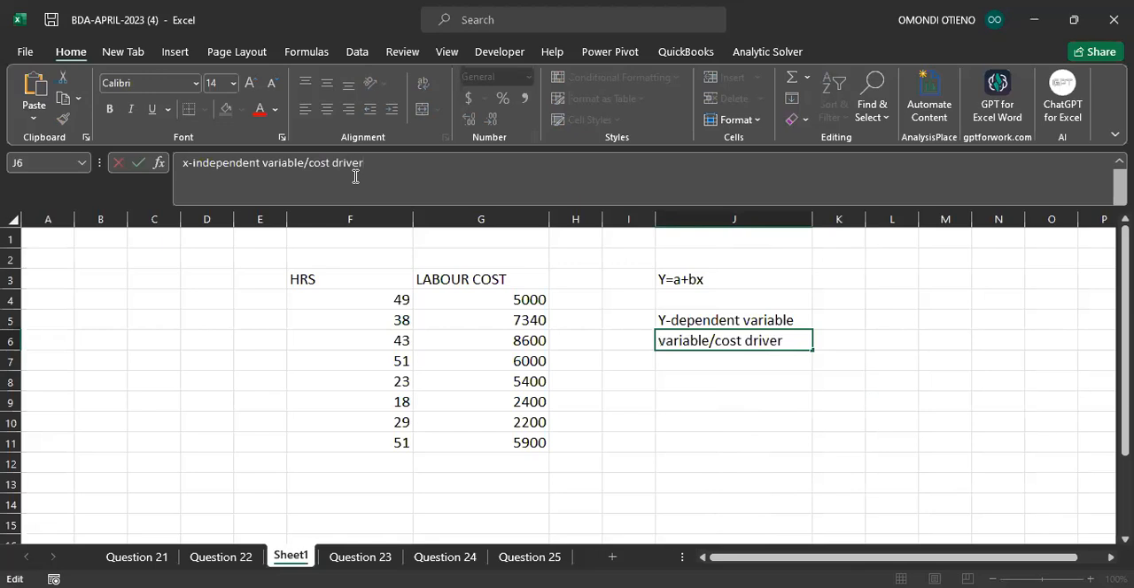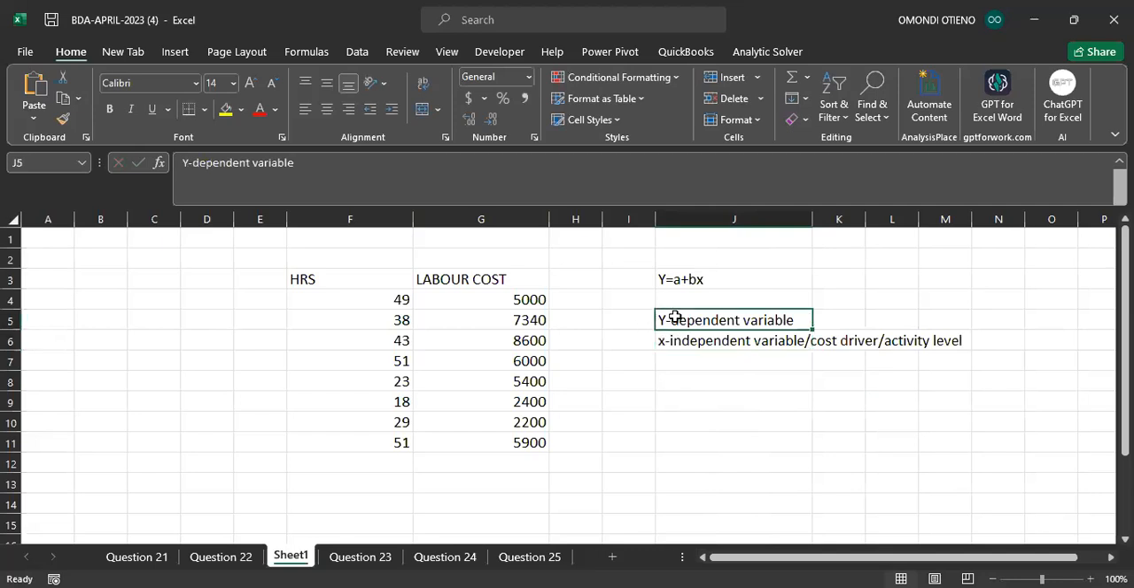We also call it activity level. So once we get the value of X, it will determine what our total cost is going to be. It will determine what Y will be, right? So Y here, the dependent variable, we also call it total cost.